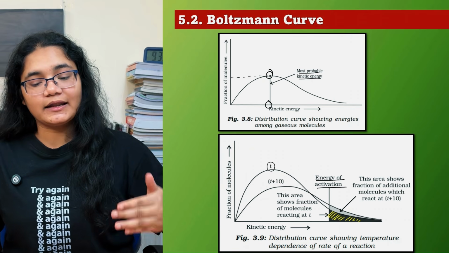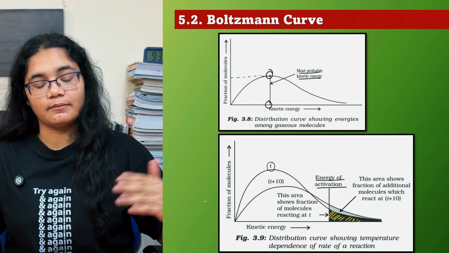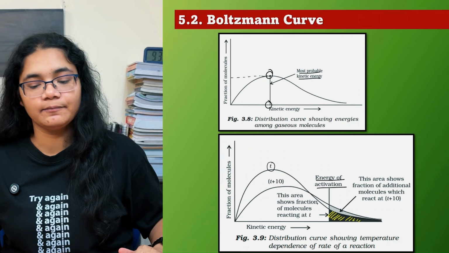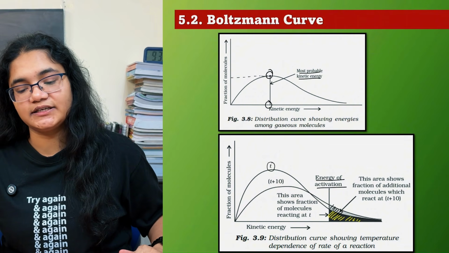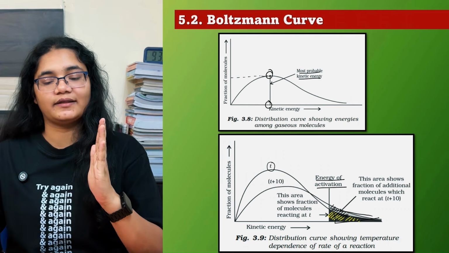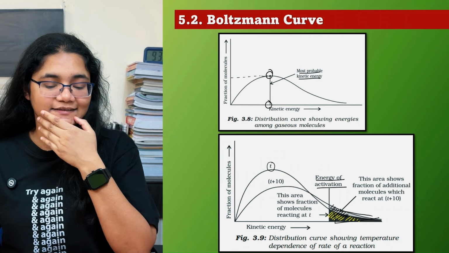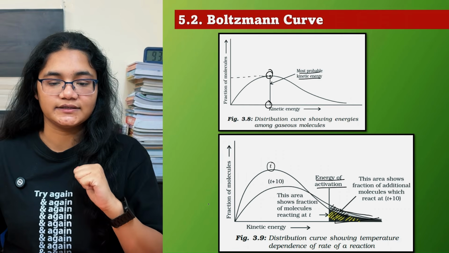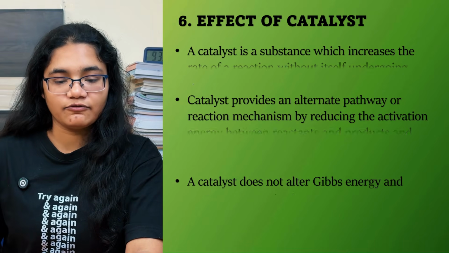Now at temperature T plus 10, what will happen? The number of particles having energy more than the activation energy increases, and that is why the rate of the reaction increases. Now coming to the effect of catalyst here.